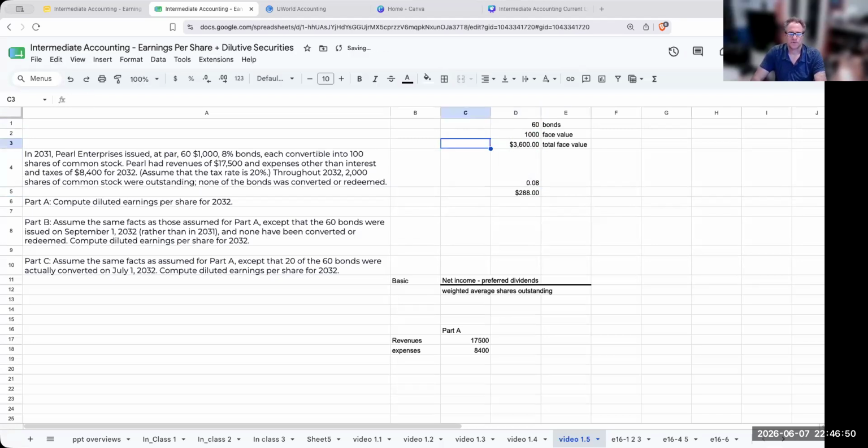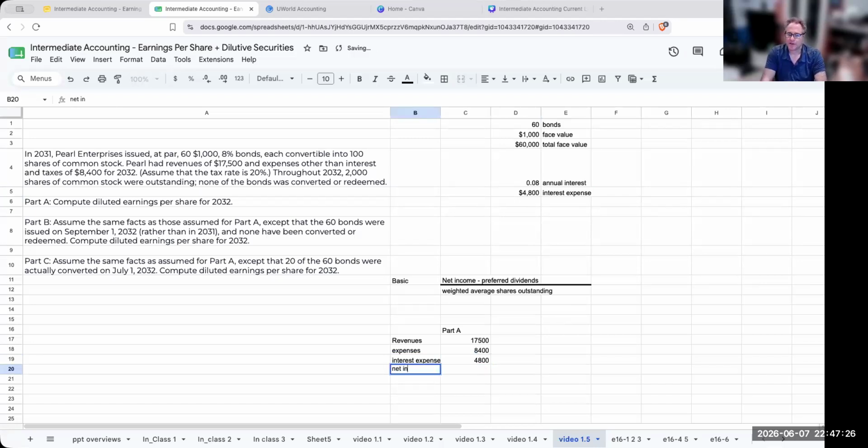Now this is actually giving me something wrong. Hold on. Sorry, 60 bonds at $1,000 face value per bond gives me $60,000. Something didn't look right. So over here at 8% interest, my interest expense is going to be $4,800.